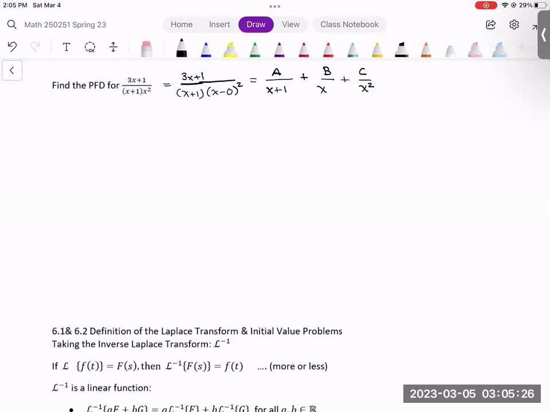Now our cover-up method is very useful, but it only applies when we have non-repeated roots. So we can use it to find the a term, but not b. So a here, we can get by evaluating our original expression where we leave off the x plus 1. We're going to be evaluating this at x equals -1. So we have 3x plus 1 over x squared. This gives us -3 plus 1 over 1, or -2.